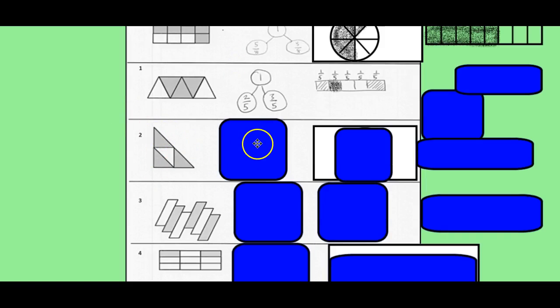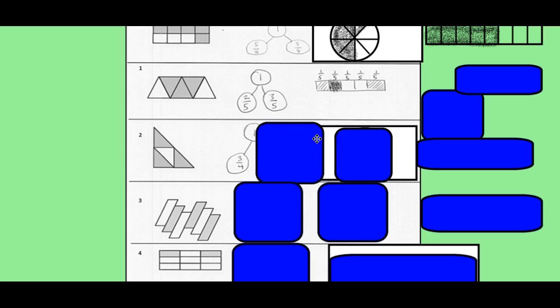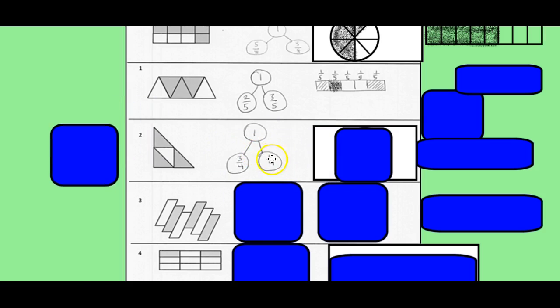Okay, so this shape is one whole. There are 1, 2, 3 parts that are shaded out of 4 parts total. And there's 1 part that is not shaded out of 4 parts total. So our number bond is going to have 3/4 and 1/4.